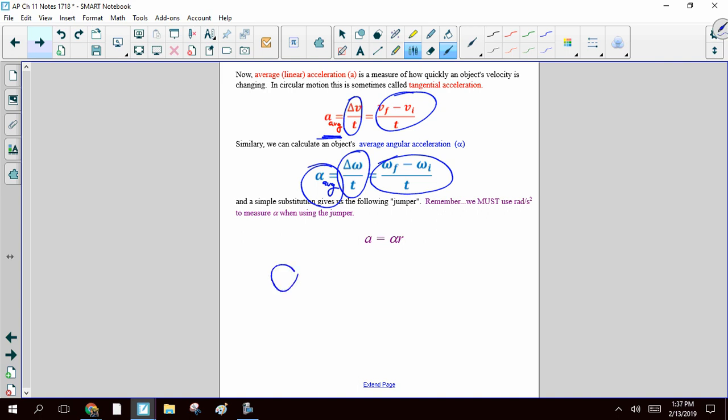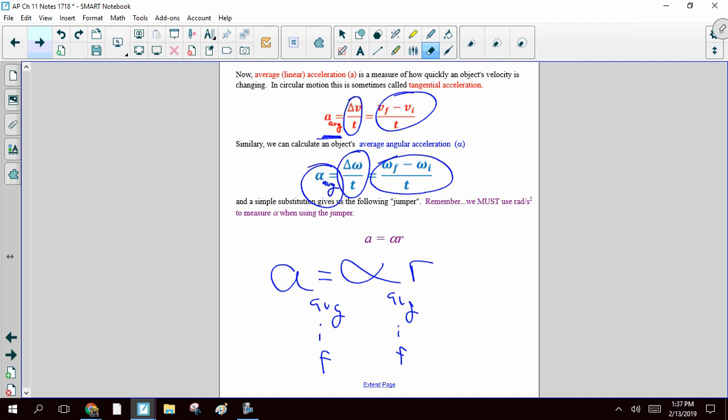So our linear acceleration, a, is always equal to our angular acceleration, remember, it's the Greek letter alpha, I know a lot of you guys were calling it fish last year, times r, okay? And again, this works whether you're talking about average or instantaneous or initial or final, whatever, it doesn't matter. Those equations always work as long as both sides are the same corresponding type, whether it's average or initial or final or whatever.